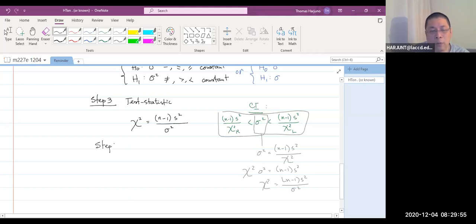Now, step 4, of course, when we do the p-value, we cannot use the normal CDF nor the t-CDF anymore. We will use the chi-square CDF. Okay, that's the p-value. The chi-square CDF with lower bound, upper bound, degree of freedom. Now, that's what the structure will be.